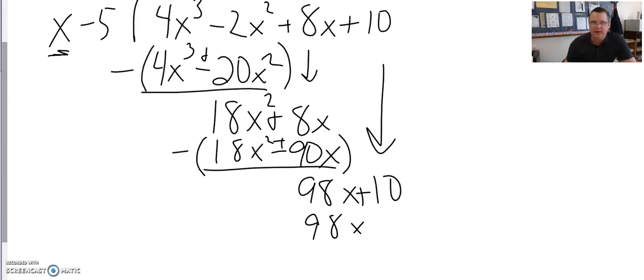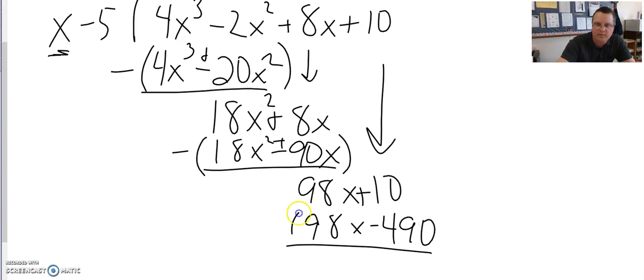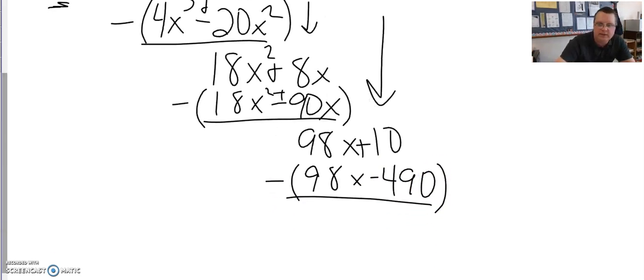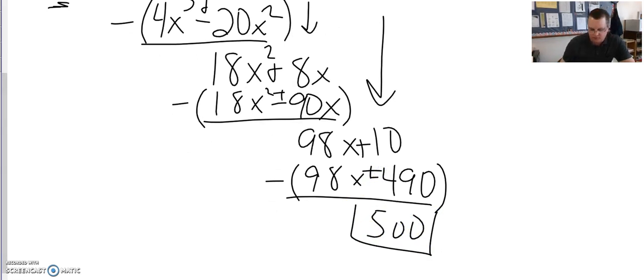So I know that 98's out of the screen, but you can see the 98 times x gives you the 98x. Then we have to do 98 times the negative 5 to give me a negative 490. Subtract both. 98x's cancel. We are left with 500 because that becomes plus 490. So that's your remainder. Okay, if you need to pause it, pause it.